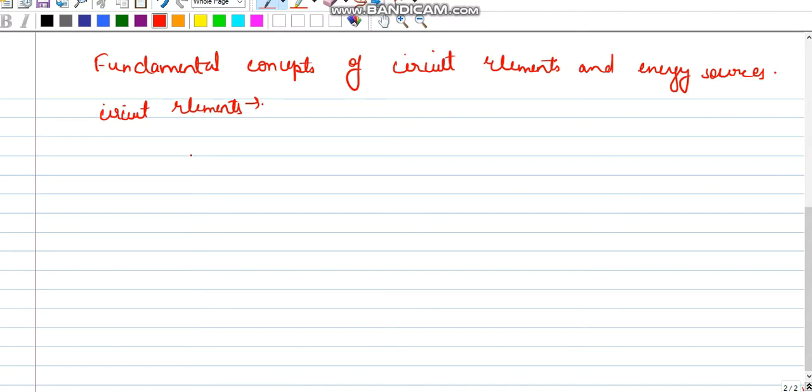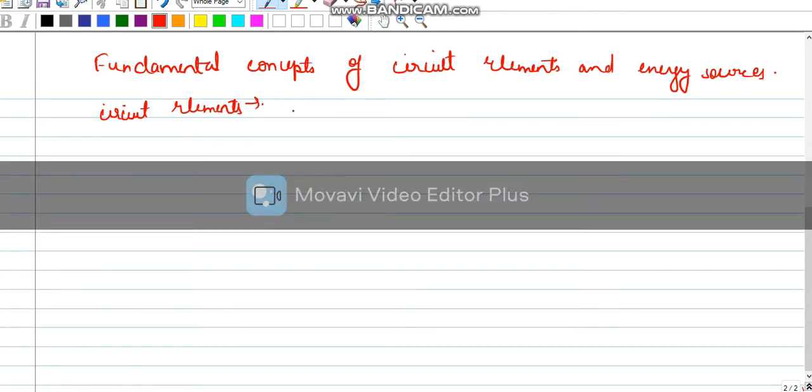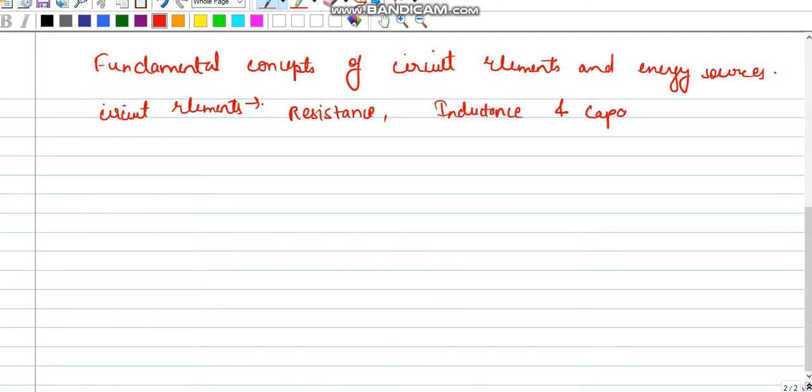So what is meant by circuit elements? There are three types of circuit elements. These three are resistance, inductance, and capacitance. So let's begin with the first term, that is resistance.